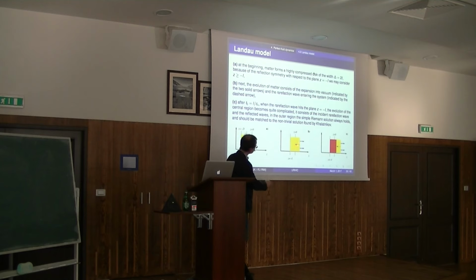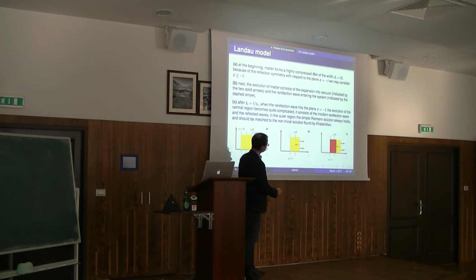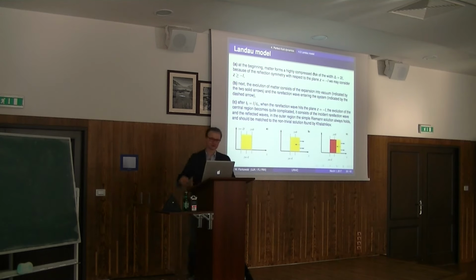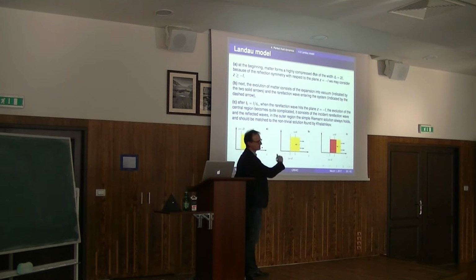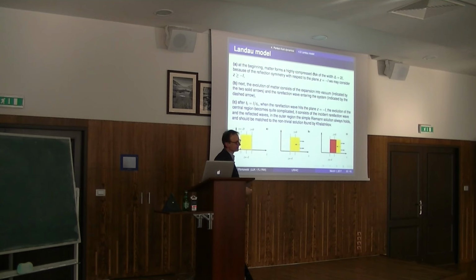Then when this rarefaction wave reaches the center, it bounces back. You have to combine two solutions: the rarefaction wave which bounced back in the middle, and the rarefaction wave which describes the system at the edge. So the main idea was to put everything together consistently and to combine the solutions smartly. This was achieved by Landau and Khalatnikov.